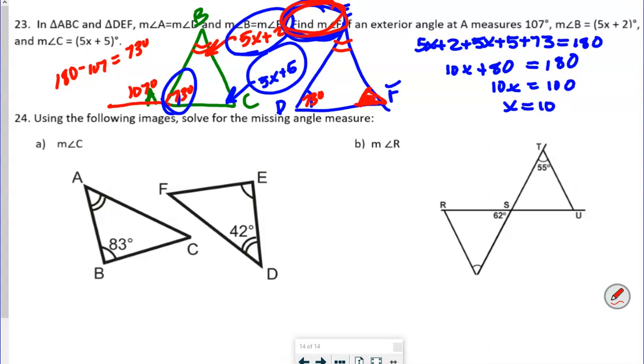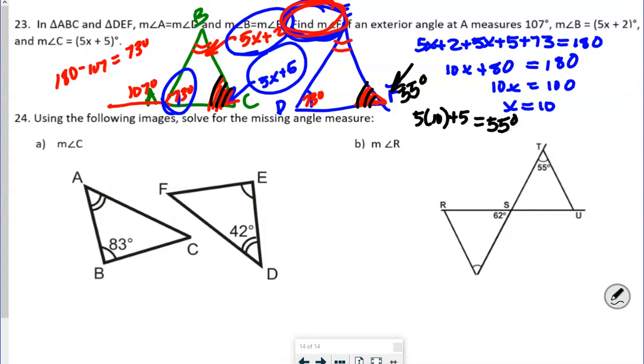So that means if we find C, it's going to be congruent with what? Actually, let's do it like this. 1, 2, 3 arcs there is equal to this one, 1, 2, 3, right? So if we find C, we find F, right? So let's do C. So that's going to be 5 times 10 plus 5. Isn't that going to be 55 degrees? It is. So that is the measure of F, 55 degrees.